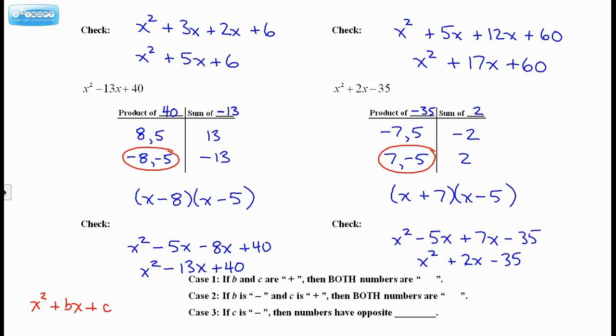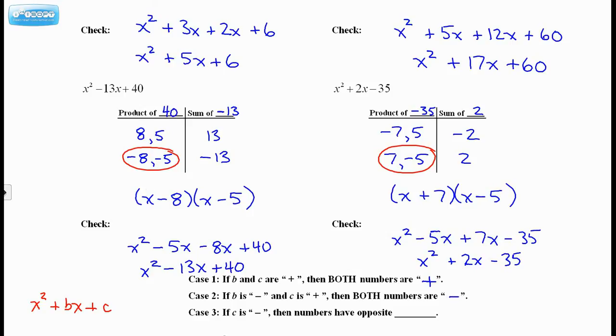If we're given a trinomial and b and c are positive, so you would have seen that in the first 2 examples, so have a look at those. Both of those numbers are positive. Then the numbers we're trying to find that go in the brackets, notice how they were both positive as well. Okay. Case 2, what if b is negative? So this number here is negative, but c is positive. So an example would be right here. Here is a positive c, here is a negative b. Okay. Well, both the numbers that we're looking for are negative. See how both of these were negative?